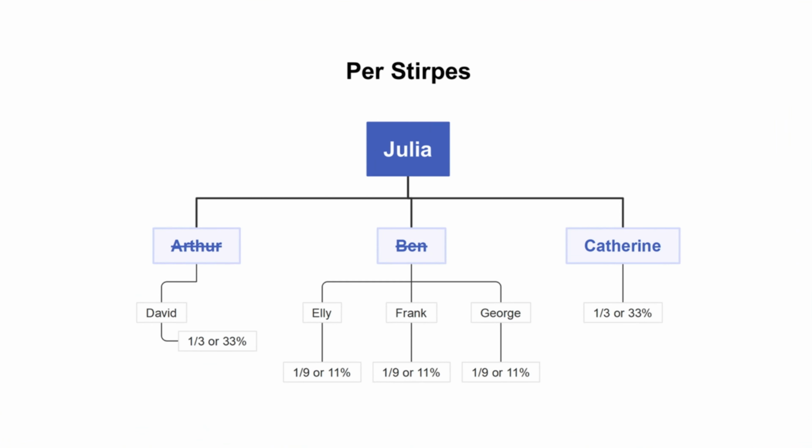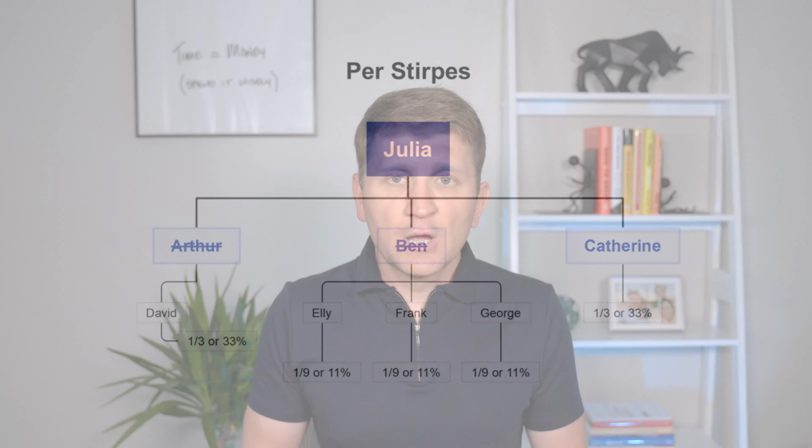Here's how it works. Julia's children, Arthur, Ben, and Catherine, each are entitled to an equal share of 1/3 of her estate. If Arthur and Ben die before Julia, Arthur's son David would get Arthur's third, and Ben's children, Ellie, Frank, and George, would split Ben's third equally. Per Stirpes method is a very common approach and is used by approximately 1/3 of states.